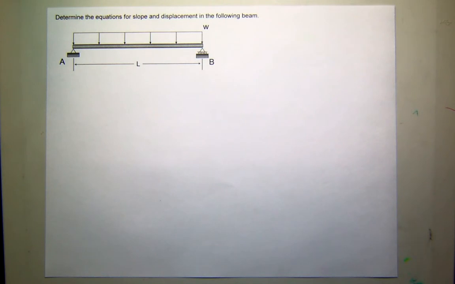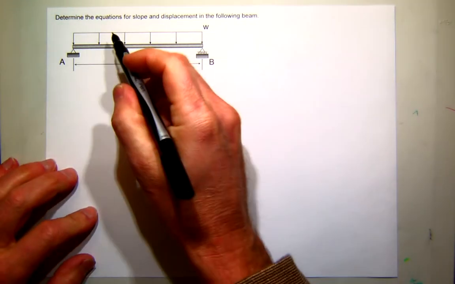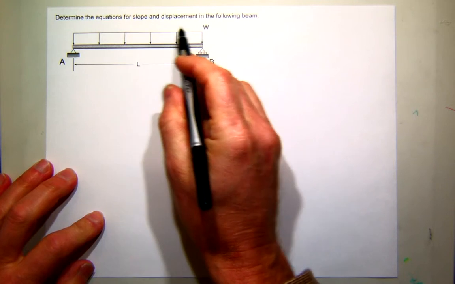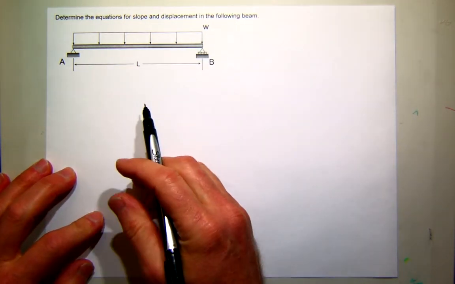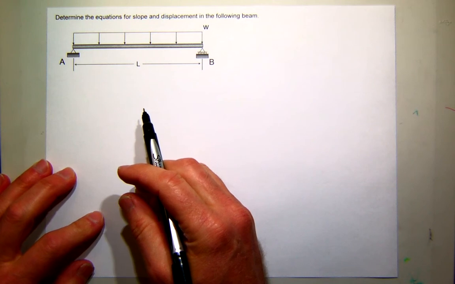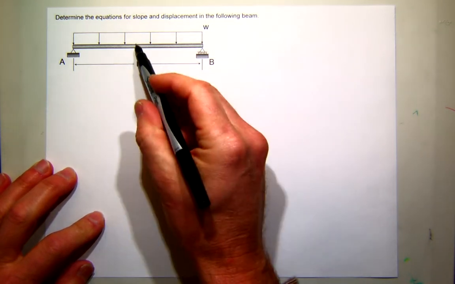Alright, so let's work on this problem. We're going to try to find equations for slope and displacement in the beam. Our technique that we've talked about so far is to do what? What's the first thing we need to do? Moment. We need to write a moment equation for this.